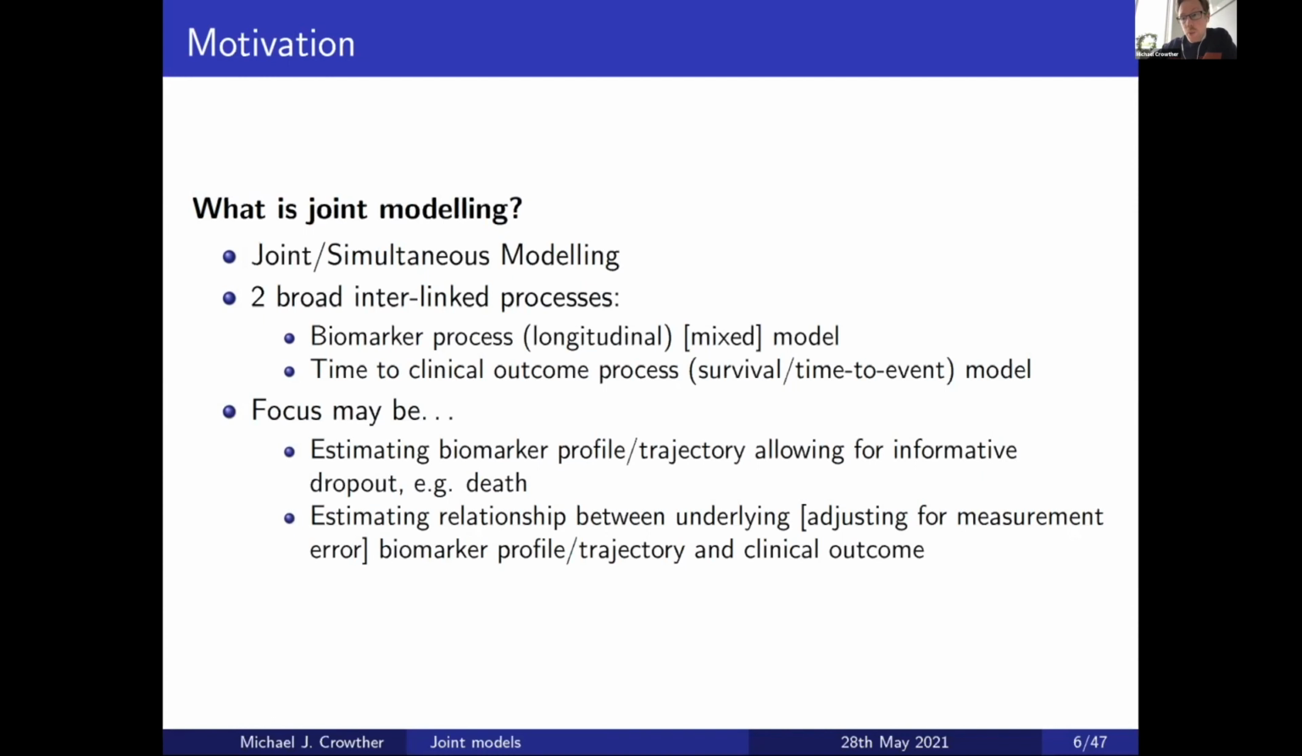And we're interested in bringing these two processes together. Now, we can tend to look at these two things in two different ways. We may be interested in the longitudinal outcome, estimating our biomarker profile over time. But then, of course, we may need to allow for informative dropout due to death. Flip it round, if interest is more on the survival context, which it tends to be with the joint model, we're interested in estimating the relationship between the underlying biomarker profile, in other words, adjusting for things like measurement error, the trajectory, how it changes over time, and how those changes are related to our clinical event.